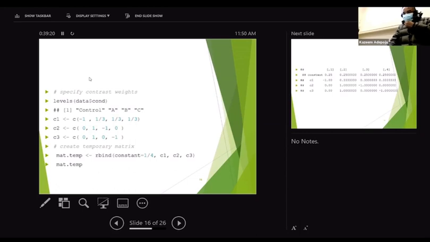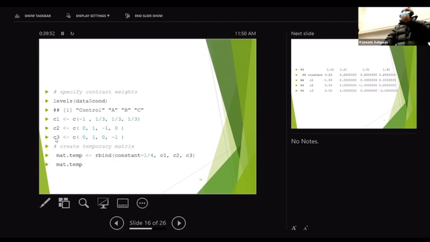When you look at the second contrast, we are told that they only want to compare A to B, A with B. If I want to compare A with B, then A is going to be 1, and B will be minus 1, then other levels should be 0, 0. That is why the second contrast is 0, 1, -1, 0, meaning you are only comparing 2 levels.